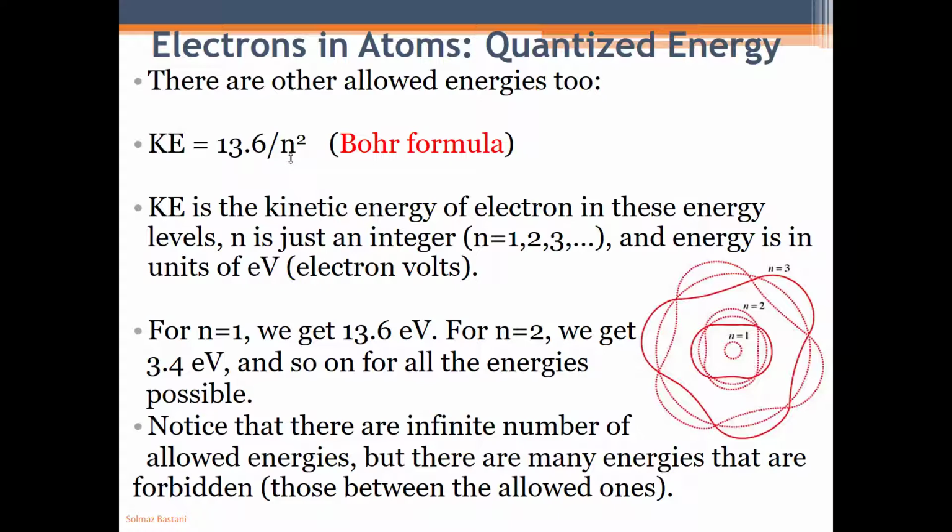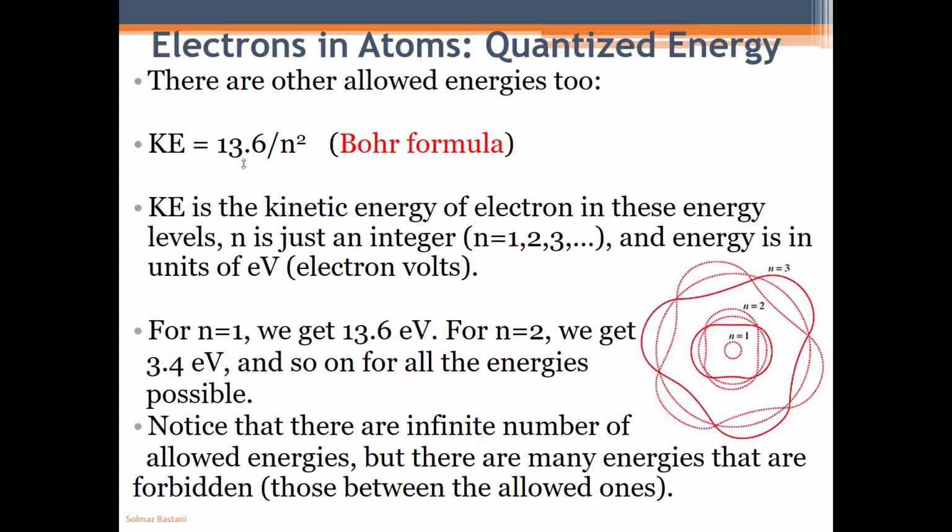Now the energy that we get from this formula has the unit of electron volt, because this 13.6 is in electron volts. For example, if you put n equals 1 here, then you get 13.6. If you put n equals 2 here, then you get 3.4, and so on. Notice that there are an infinite number of allowed energies, but also there are many energies that are not allowed. They are forbidden. And those are the energy levels that are between the allowed ones.